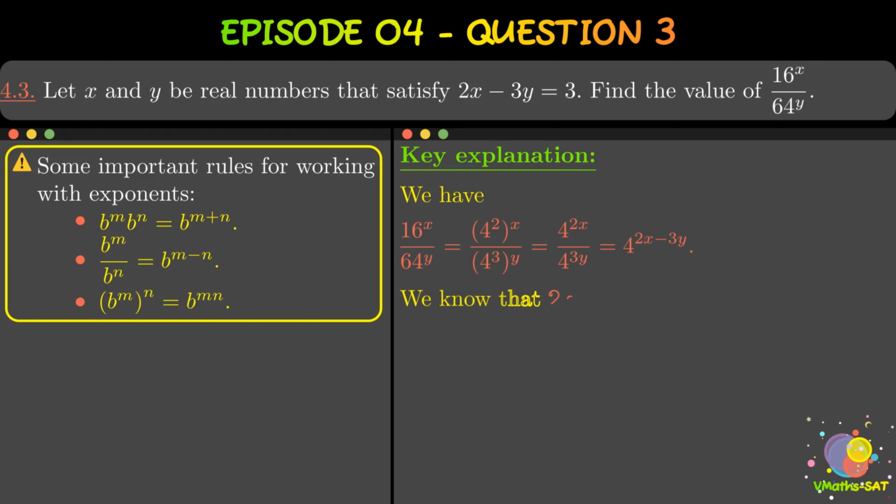Given that we know 2 times x minus 3 times y is equal to 3. So, the answer is 64.